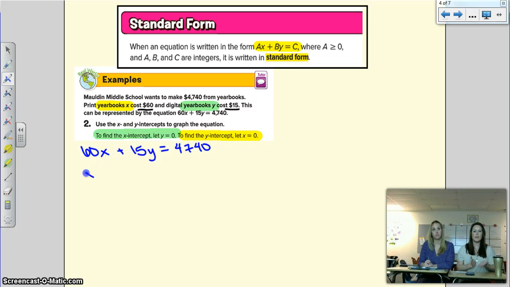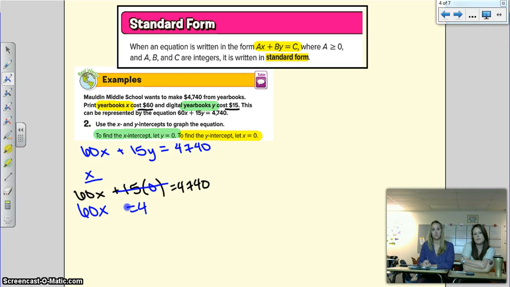So we're going to solve for the x-intercept. We are going to set y equal to 0. So 60x plus 15 times 0 equals 4740. So this becomes nothing, that goes away, because 15 times 0 is a big fat goose egg. So 60x equals 4740. Divide by 60 on both sides. And what do you have? x equals 79. Okay. So that's my x-intercept.